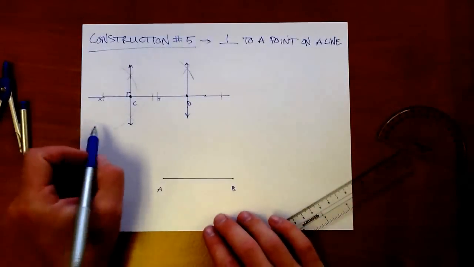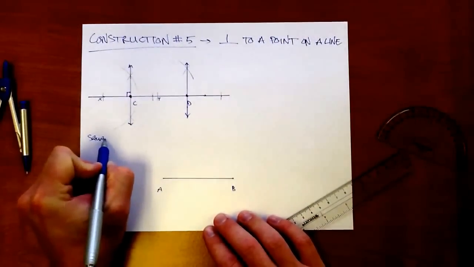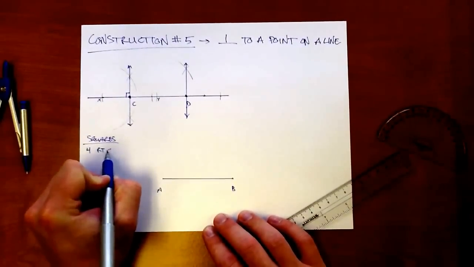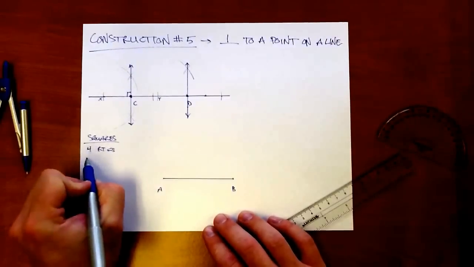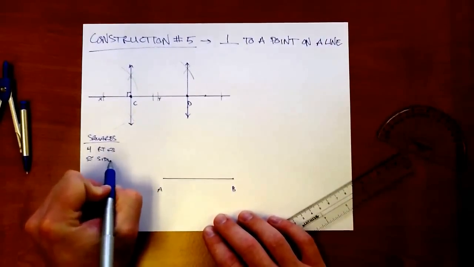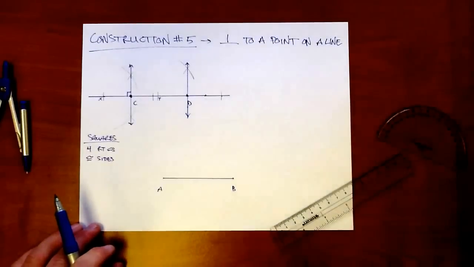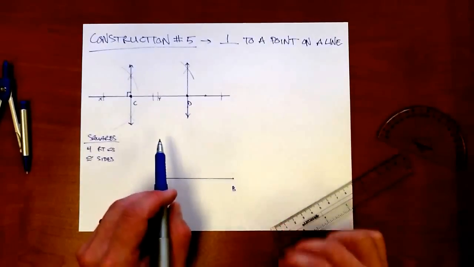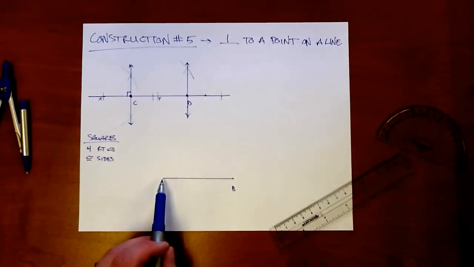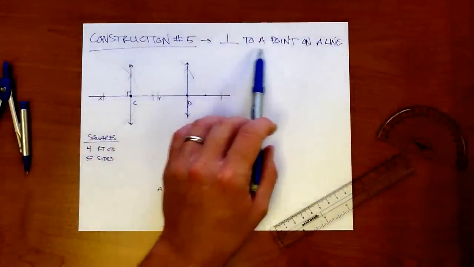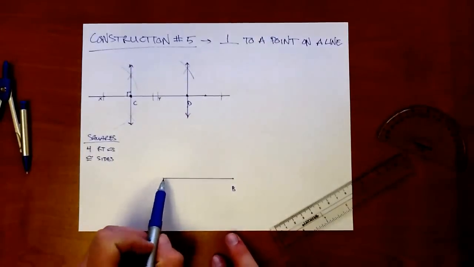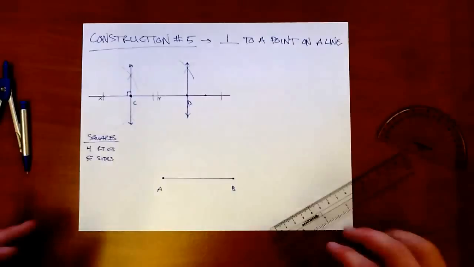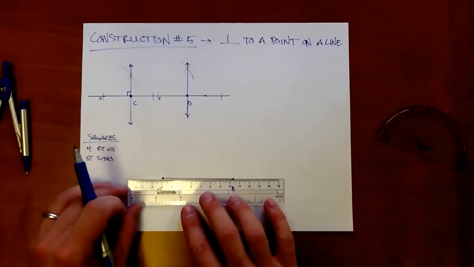So let's think about the properties of squares that we know. Squares have 4 right angles. They have 4 right angles, and they have all congruent sides. So it's a rhombus, and it's also a rectangle. So right now we have a line segment. We know that this is going to be the length of all 4 of our sides of our square. We also have the ability to draw a perpendicular to a point on a line. So if I want to draw a perpendicular to point A and point B, that's going to help us as we do our construction. So let's start by doing that.